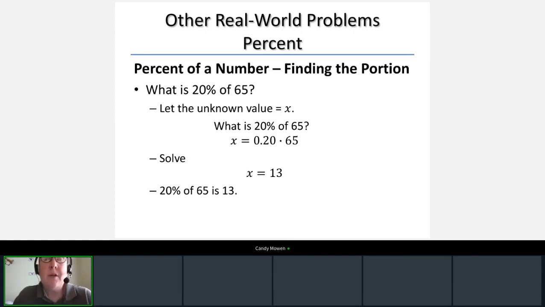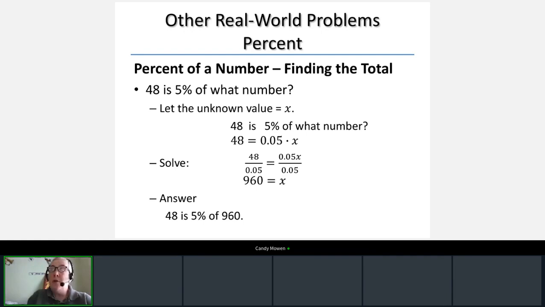So sometimes you're asked to find a portion. What is 20% of 65? Let the unknown value be X. So what is X equals, "is" means equals, 20% as a decimal equivalent, 0.20 or 0.2, "of" is multiplication, 65. Okay, X equals 13. 20% of 65 is 13.